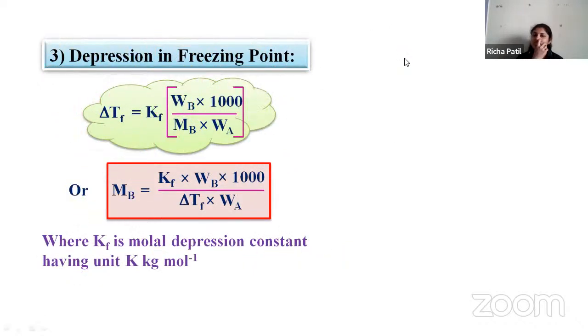Next, depression in freezing point is given as delta TF equals KF into WB into 1000 divided by MB into WA. Or it can be written as MB equals KF into WB into 1000 divided by delta TF into WA, where KF is the molar depression constant having unit Kelvin kg per mole. So this is the depression in freezing point.